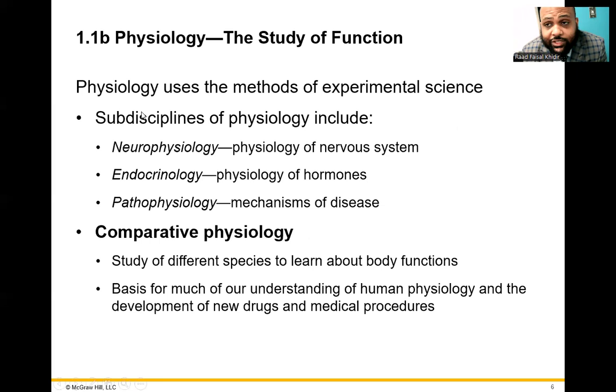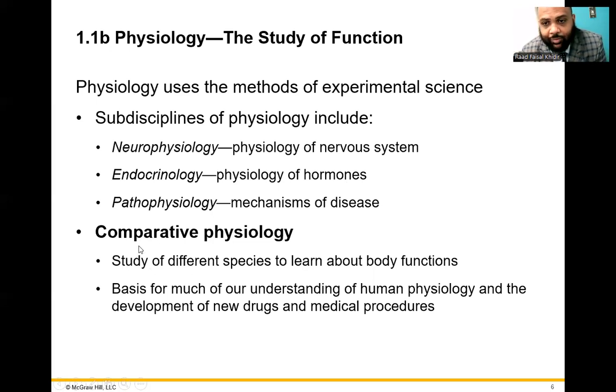Okay, physiology is different from anatomy. Physiology is using the methods of experimental science, where there are subdisciplines of physiology, such as neurophysiology, and that is the physiology of the nervous system. Then there is endocrinology, and that's the physiology of the hormones. And then there's pathophysiology, and these are the mechanisms of disease. So we study how disease forms.